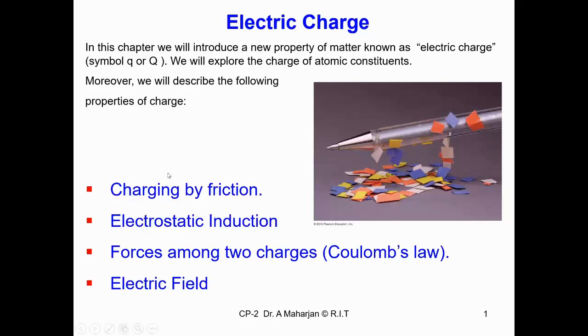So these are the topics for the first part of this video. Charging by friction, as everybody knows, right? If you rub your pen against a floor or your cloth, it can attract bits of paper, something like that. So what causes that? We'll be talking about charging by friction. It's also called static friction. We'll be talking about electrostatic induction, and forces among two charges, which is called Coulomb's law. This is just like the gravitational law. The second part of the video will be on electric field, and then I'll be making a separate video on the sample problems as usual.